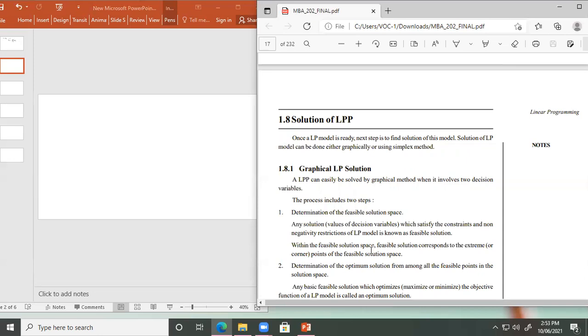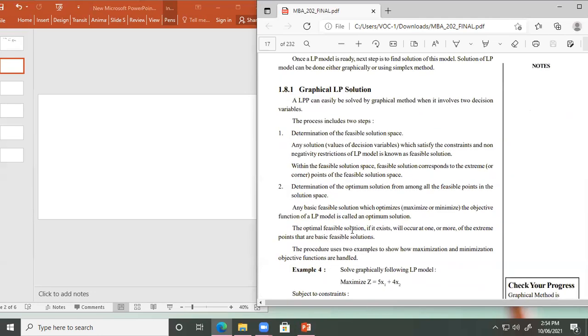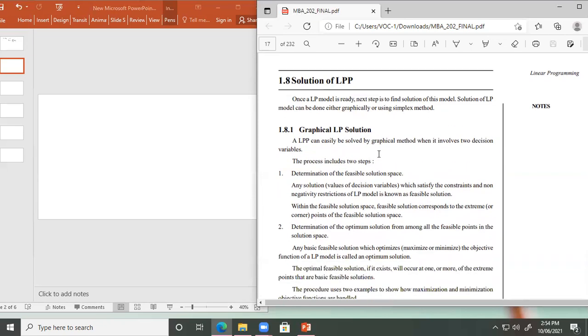The process includes two steps. First, you have to determine the feasible solution space, that is, any solution values of the decision variables which satisfy the constraints and the non-negativity restrictions. Within the feasible solution space, feasible solutions correspond to the extreme corner points of the feasible solution space. The next step is to determine the optimum solution from all the feasible points in the solution space. So this is the graphical linear programming solution.